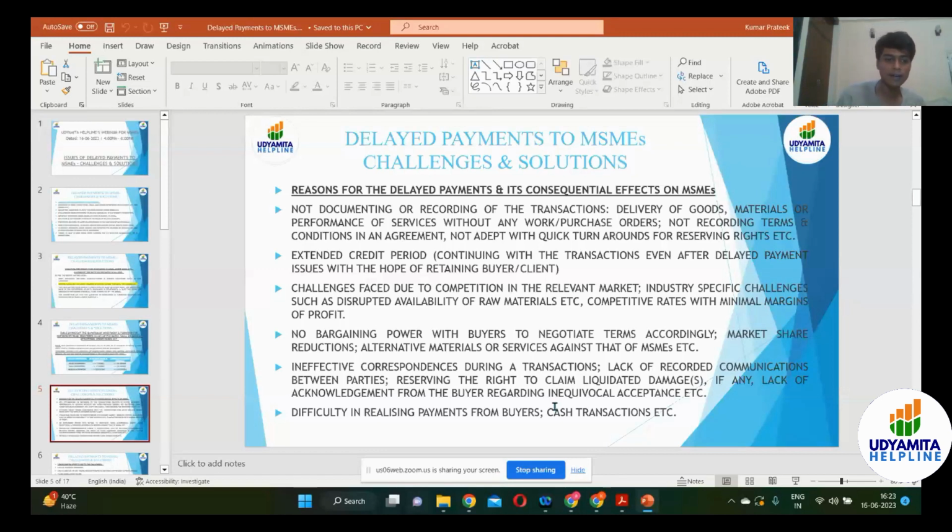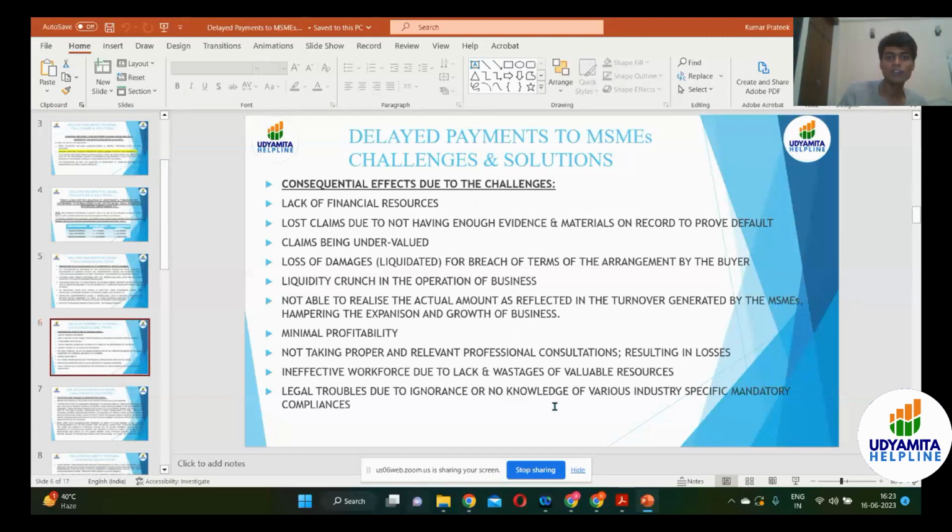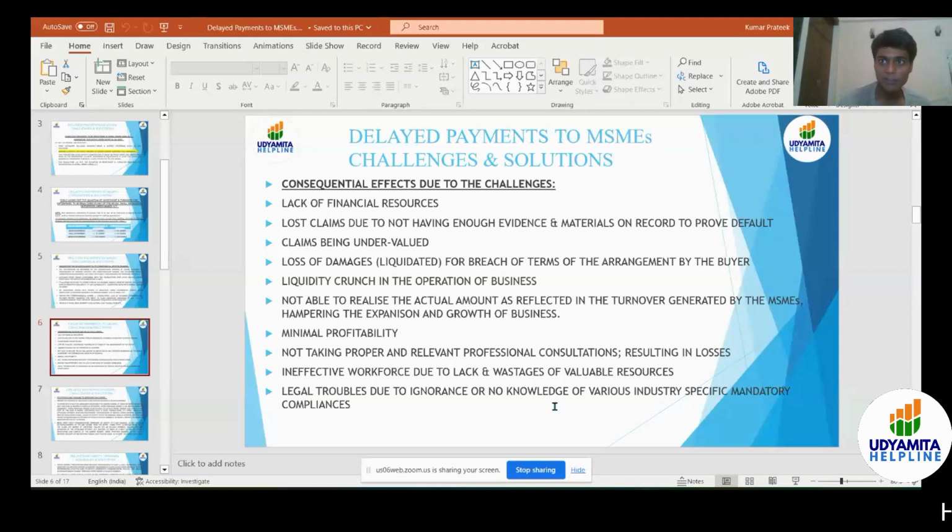So moving on to the next slide, consequential effects to the challenges. So lack of financial resources. Whenever delayed payment occurs, when the financial resources are not being realized, the enterprise also has to take care of a lot of things, right? So you have to pay salary to the workforce, you have to pay rent, you have to pay the basic bills like water bills, electricity bills. All of these financial resources, the liquidity should not get hampered for any enterprise. So when any delayed payment issue occurs, it also affects the whole liquidity flow of the enterprise, right? So it has a cascading and domino effect.